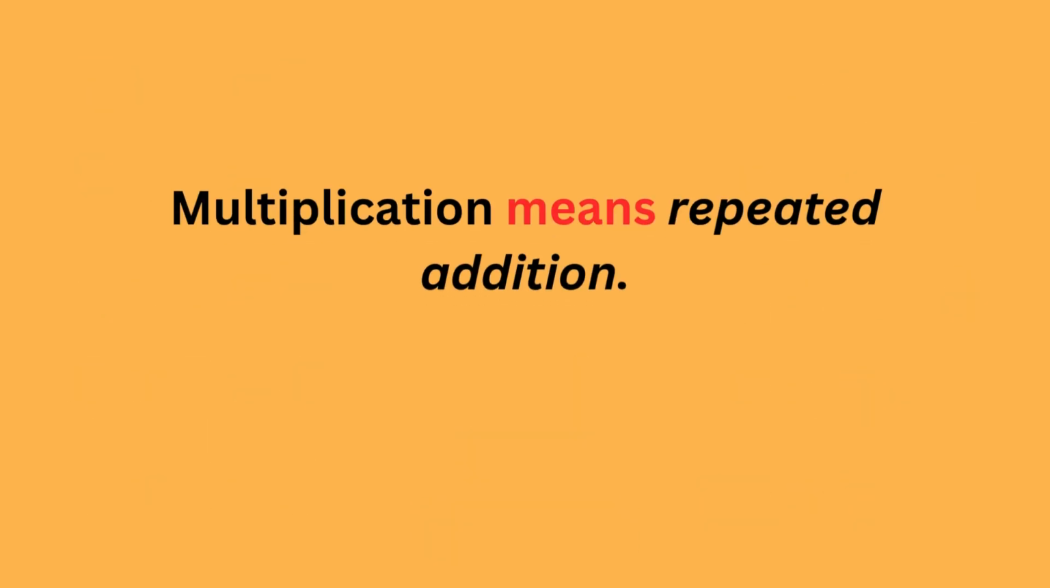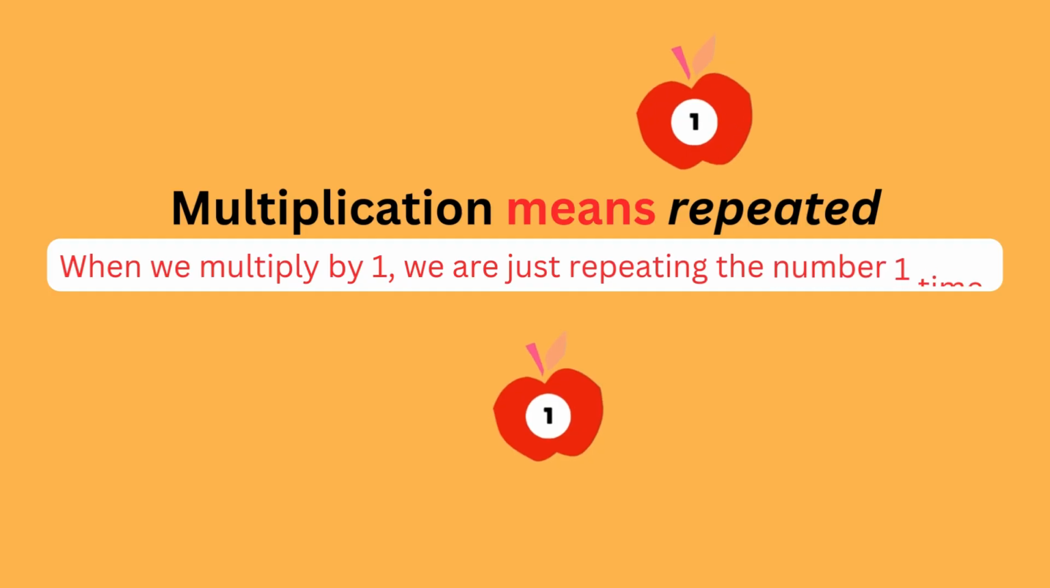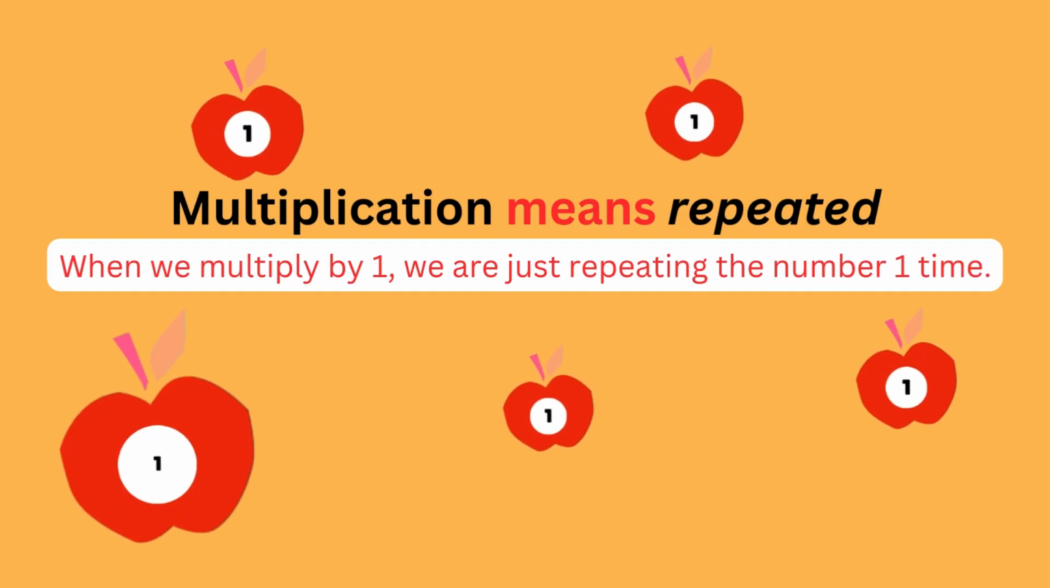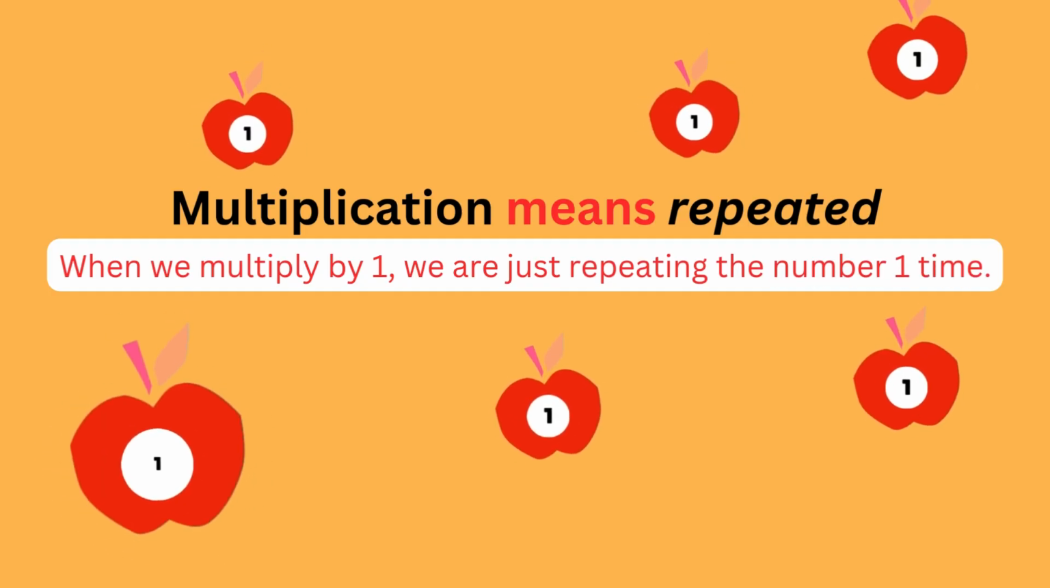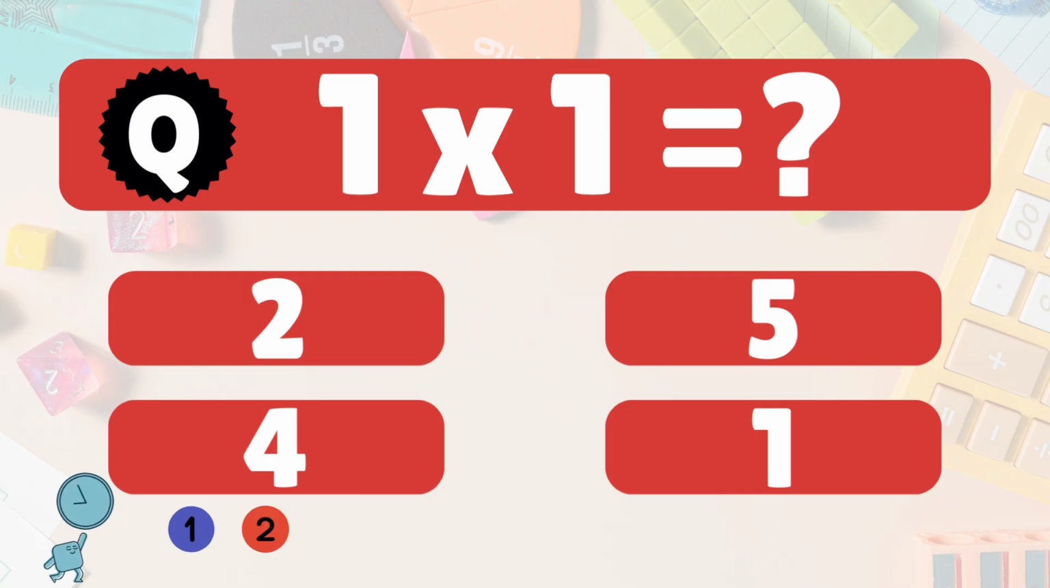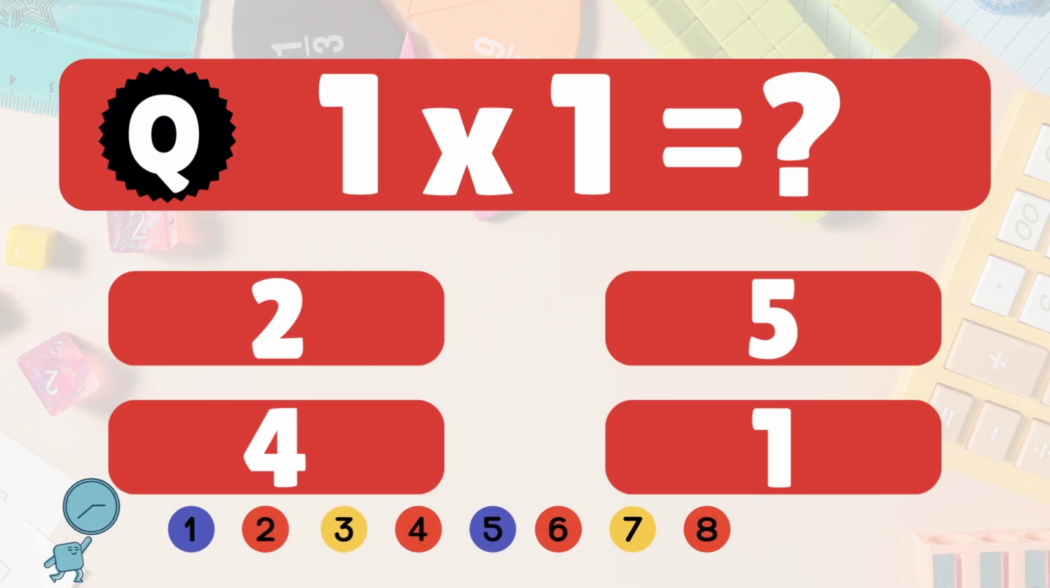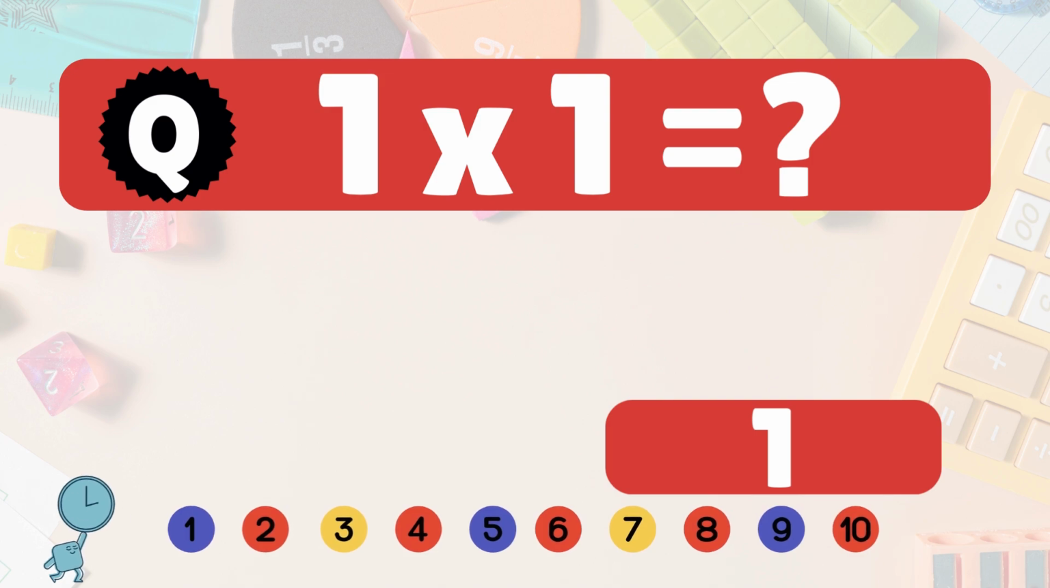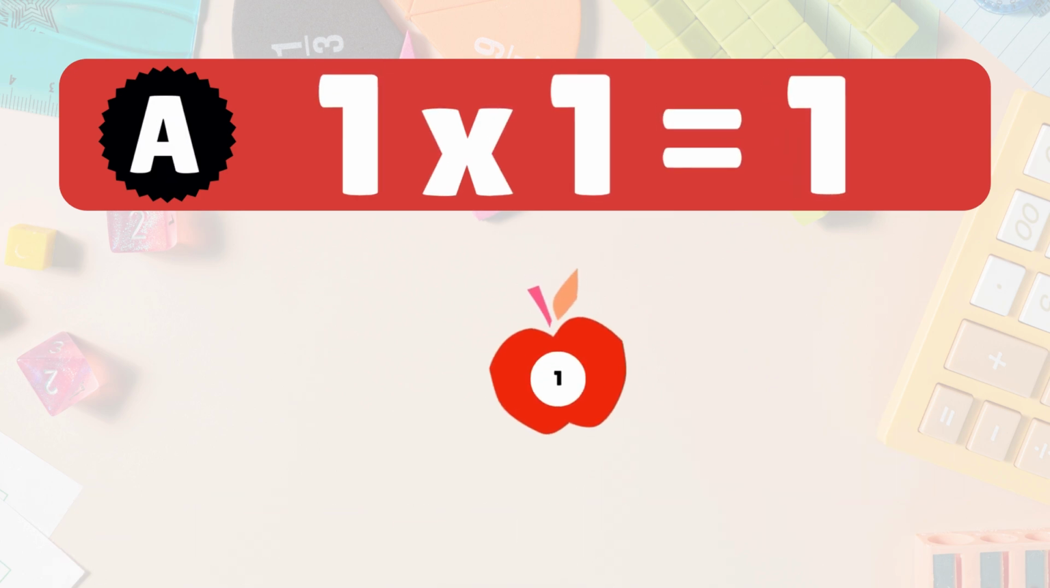Multiplication means repeated addition. When we multiply by 1, we are just repeating the number 1 time. Let's see how it works with apples. 1 times 1 is what? One times 1 is 1. Here we have one group of 1 apple. So, 1 times 1 is 1 apple.